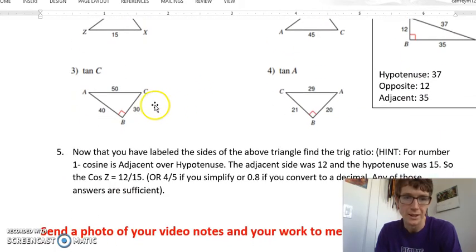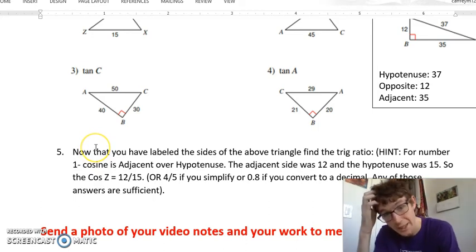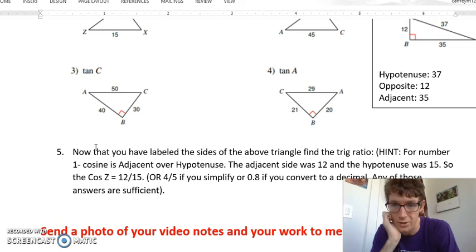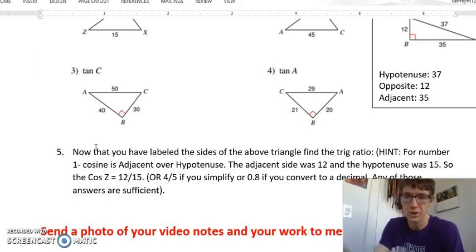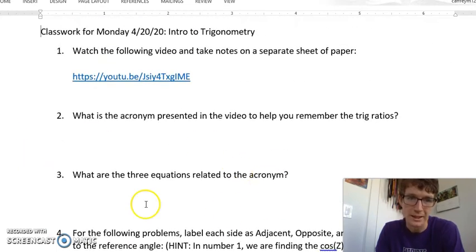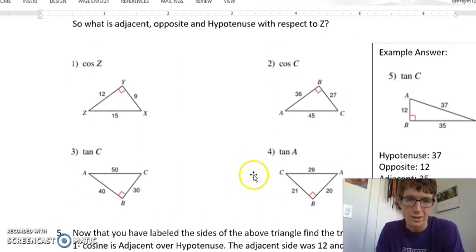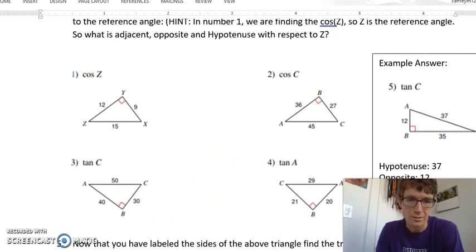What I'm going to do now is look at part 5. So the number 5 says, now you've labeled the sides of the above triangles, find the trig ratio. So what are our trig ratios? That's where it comes back in, where we can answer these questions. What's the acronym? What are the equations? So let me go down to this one right here.